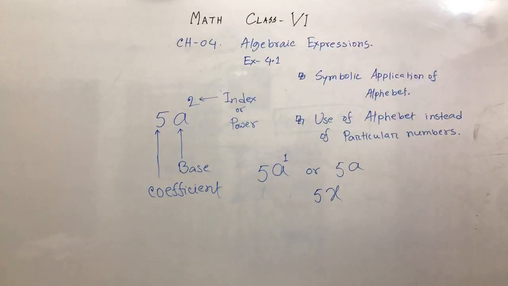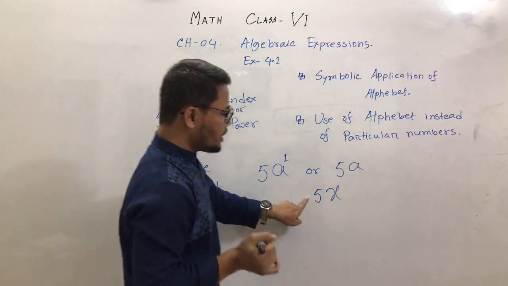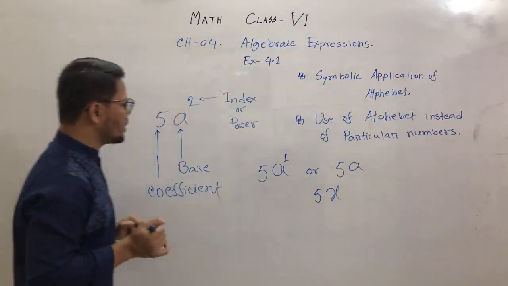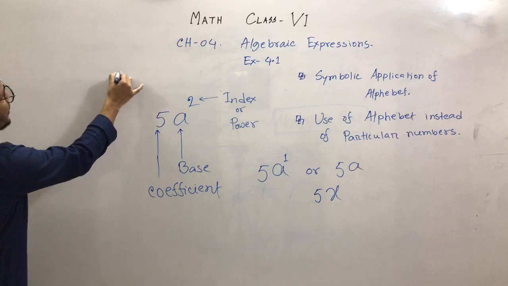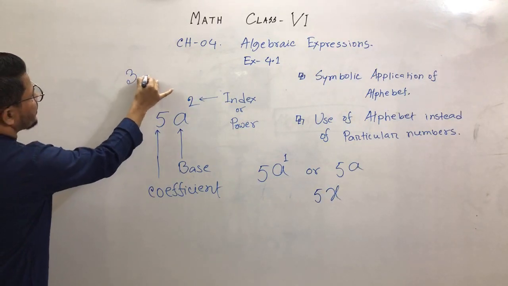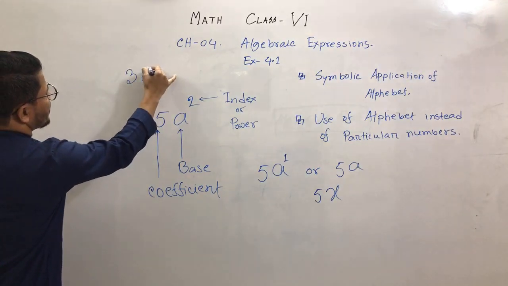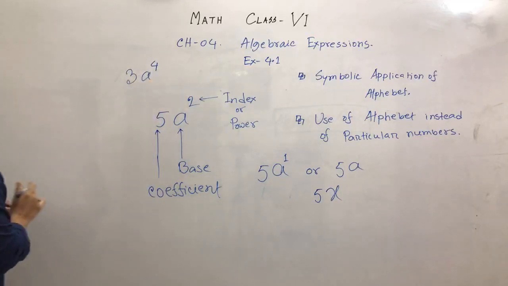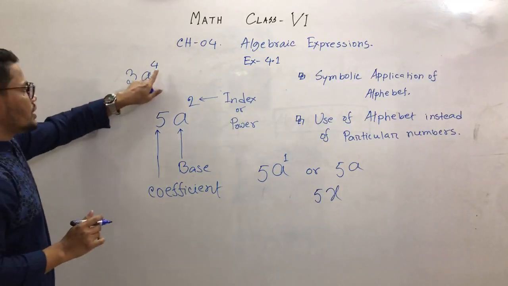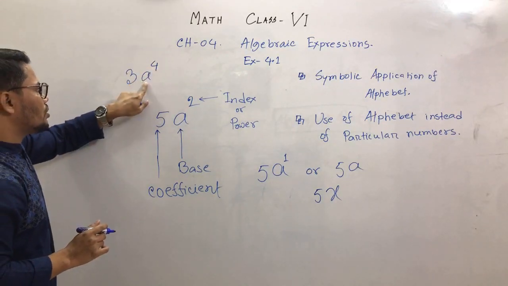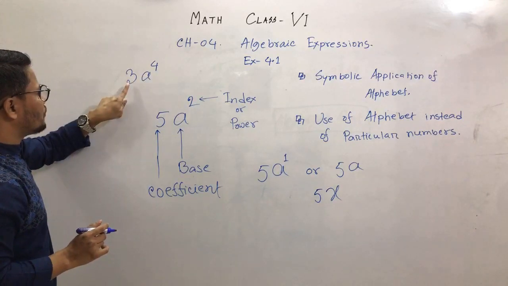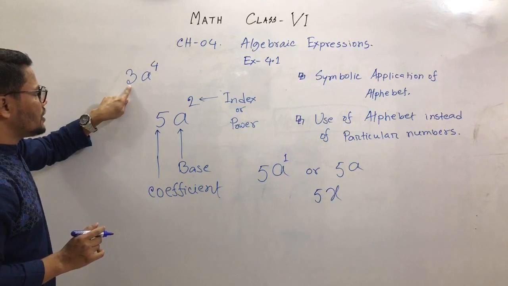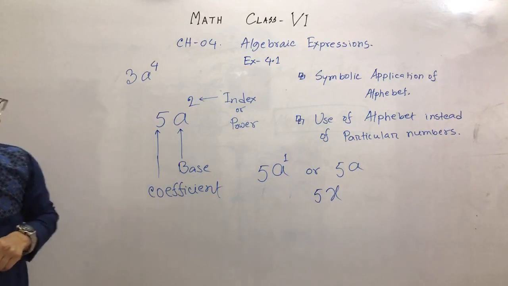My dear students, I think the concept of coefficient is clear to you. Like if we write 3a to the power 4, this is called the fourth power of a. So now the coefficient of a to the power 4 is 3. This is the coefficient. So please let me know.